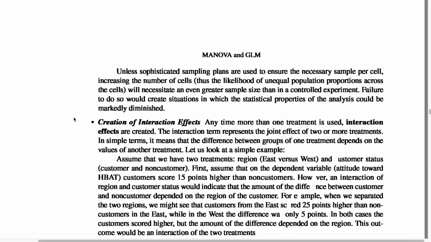Unless sophisticated sampling plans are used to ensure the necessary sample per cell, increasing the number of cells, thus the likelihood of unequal population proportions across the cells, will necessitate an even greater sample size than in a controlled experiment. Failure to do so would create a situation in which the statistical power of the analysis would be markedly diminished.